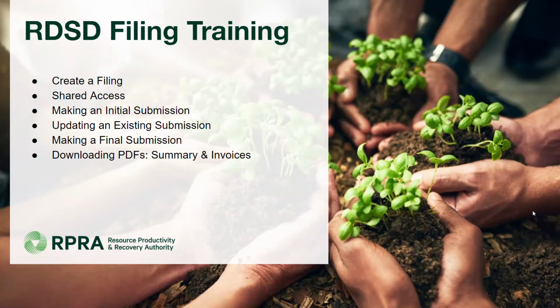In today's session, we're going to do a deep dive into an RDSD notice filing. I will show you how to initiate the filing from the Registry homepage, explain how to share the filing with a third party if you so choose to, and then walk through the entire notice filing itself from start to finish. We will make an initial submission of the filing, then return to update it, and make the final submission. Finally, I will show you how you can download PDF summaries of the filing and the invoices that are generated after selecting a payment method.